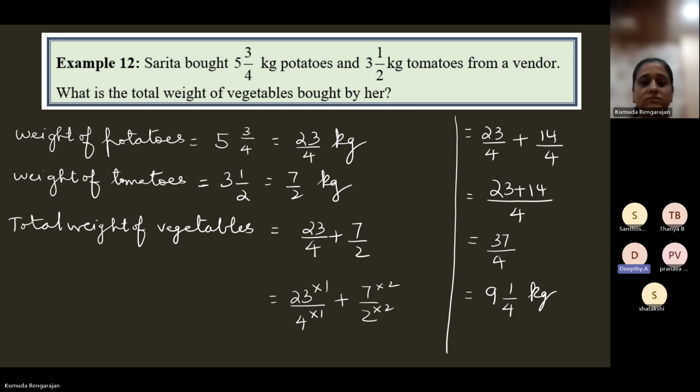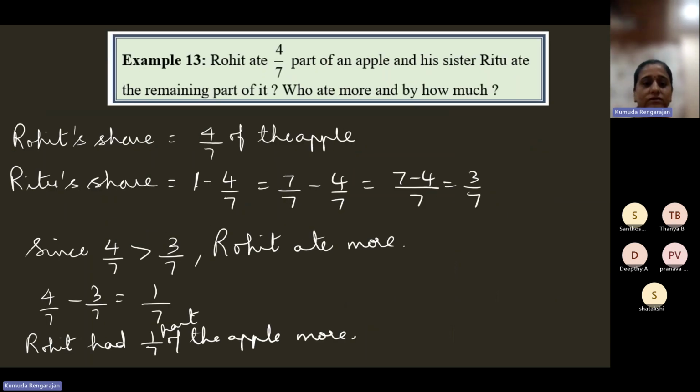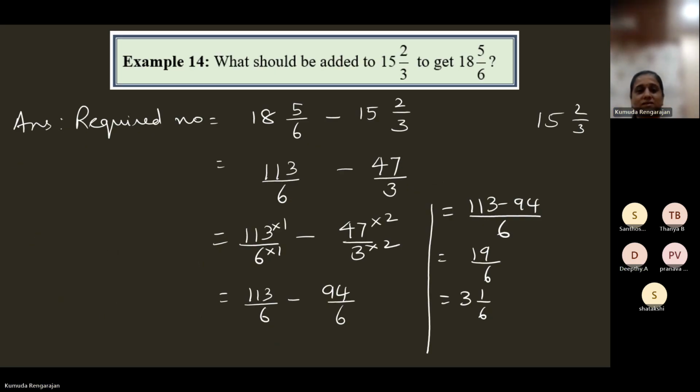The next one was Rohit ate 4/7 parts of an apple. All of you got it right? Yes, ma'am. I think we already discussed this in the class. I think Santosh or somebody told me Rohit had 1/7 part of the apple left. That part I didn't write, so somebody insisted that I should write part. So I remember we already understood this answer. Is this homework? Yes, ma'am.